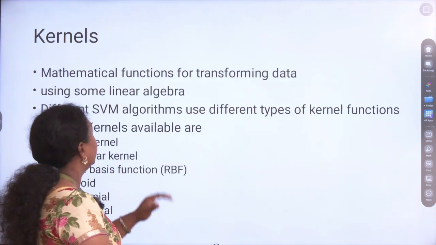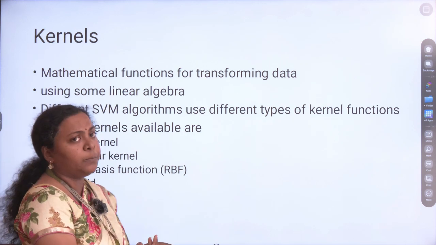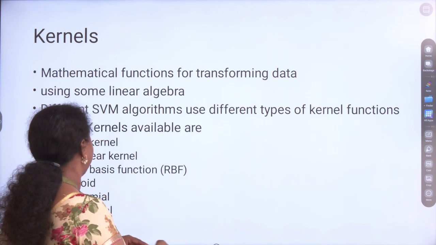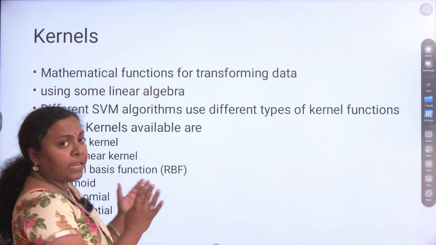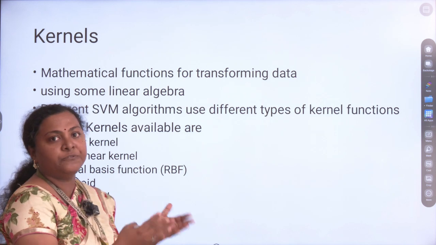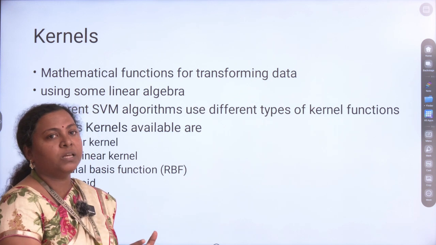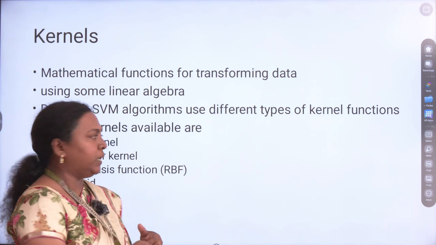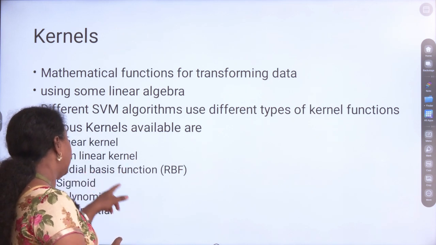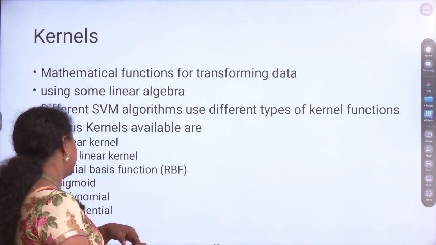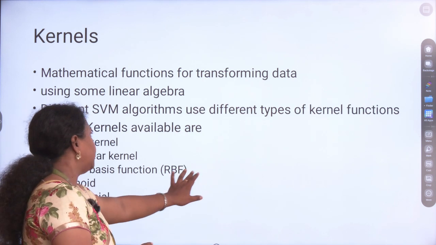Okay, the next one is kernel, which is a very important part here. This is a mathematical function used for transforming the data, and it uses some linear algebra to do so. Different types of SVM algorithms use different types of kernel functions, depending upon the complexity of the data and how the data is. The various kernels present are linear kernel, non-linear kernel, radial basis kernel, sigmoid kernel, polynomial kernel and exponential kernel.